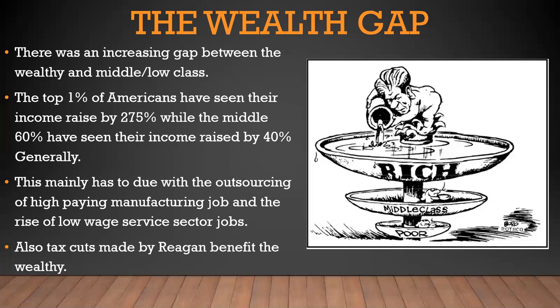Also, the tax cuts made by Reagan benefited the wealthy unequally, right? But he knew he was doing that. But again, he thought it would trickle down. And as we find out, it doesn't necessarily trickle down as well as he thought. So this is the wealth gap, and it's important to have it defined. But again, a big reason why is there's no manufacturing jobs here.